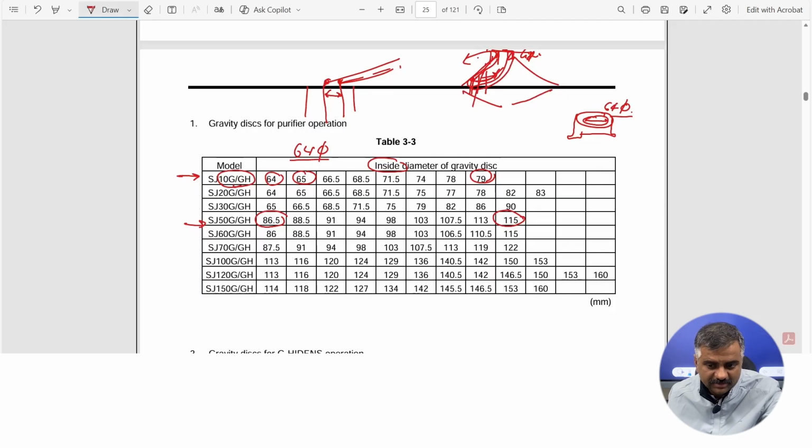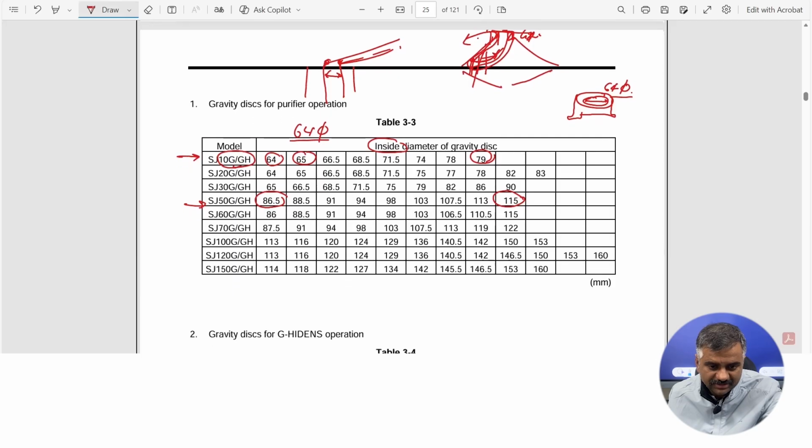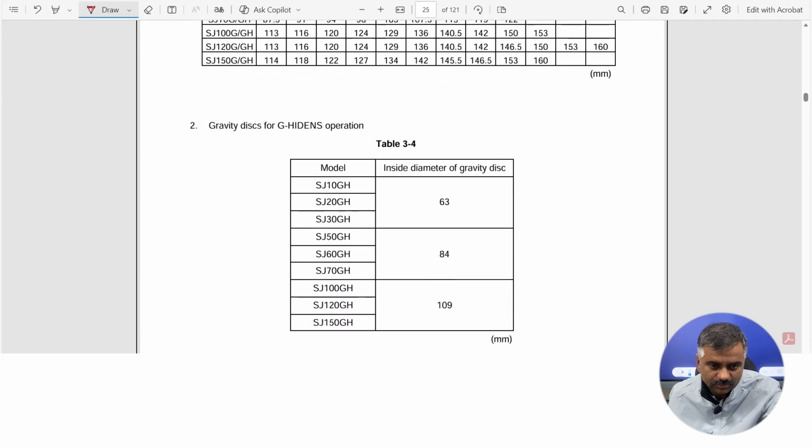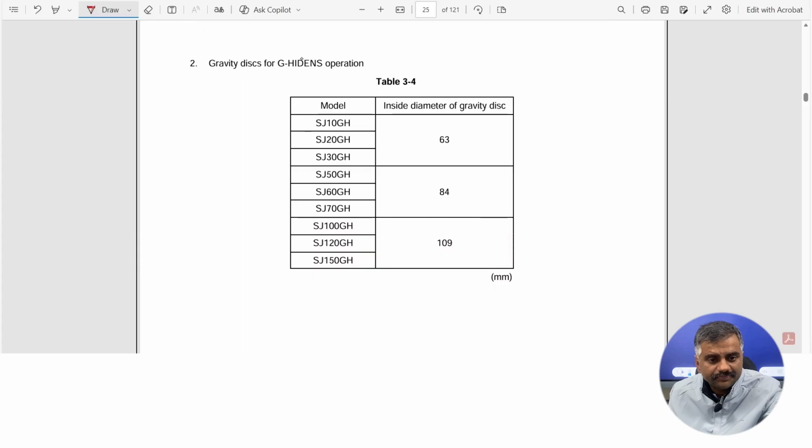So there is a specific process through which this gravity disc is decided. We will come to that, that is through a nomogram. And especially for the GSH series, or G Haydn's principle series, it is like a clarifier, okay, it is working like a purifier clarifier.